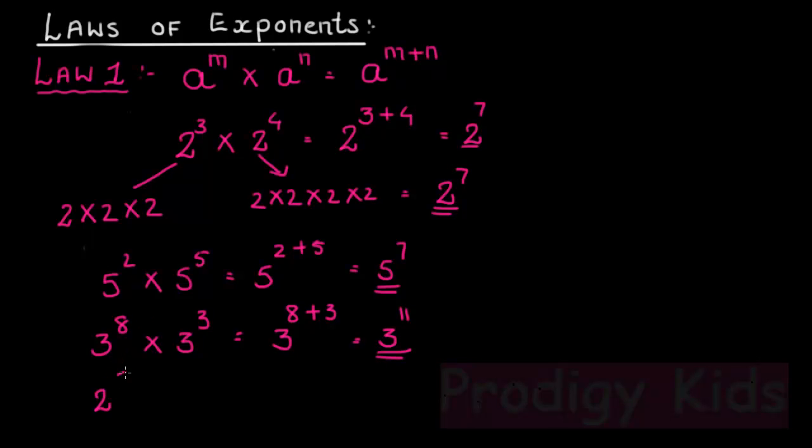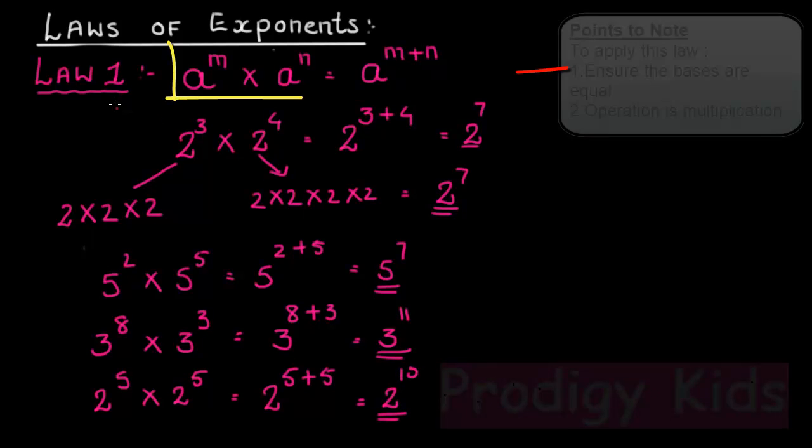2 raised to 5 times 2 raised to 5. Since the bases are the same, you go by law 1, that is a raised to m times a raised to n is a raised to m plus n. So a is the base, which is the same, and m and n are this 5 and this 5. The result is 2 raised to 5 plus 5, which is 2 raised to 10. So I hope you got the first law.